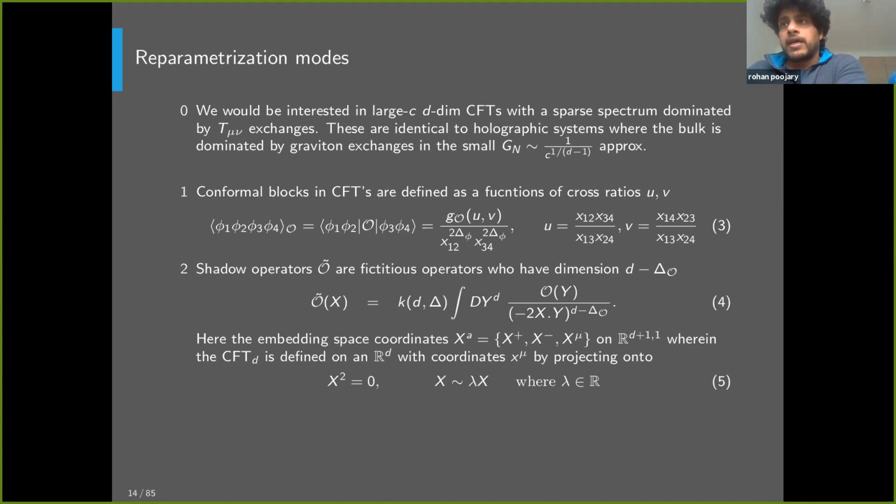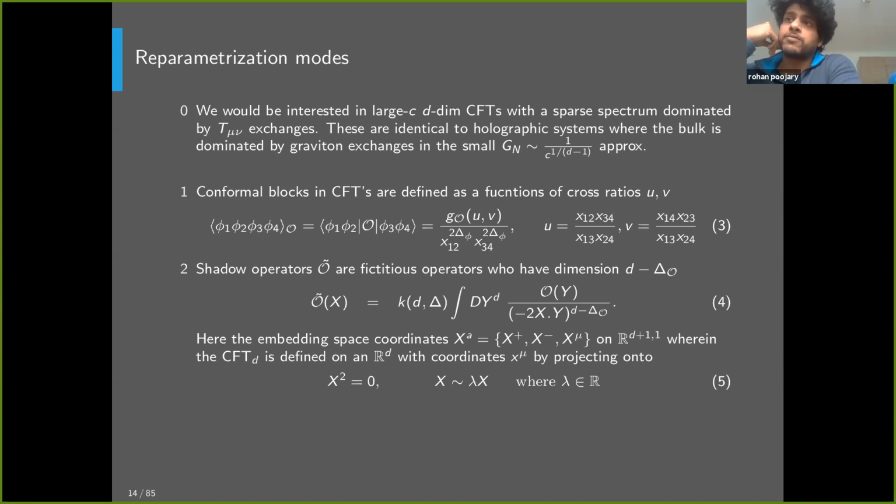What can be used to describe this conformal block is a shadow operator. A shadow operator is a fictitious operator. If, let's say, an operator has dimension delta, the shadow operator has dimension d minus delta. So this is the definition, and the way you define it is via a conformal integral. To define conformal integrals, you need to go into embedding space, which you would not be doing. I'm just saying, just to introduce things here.